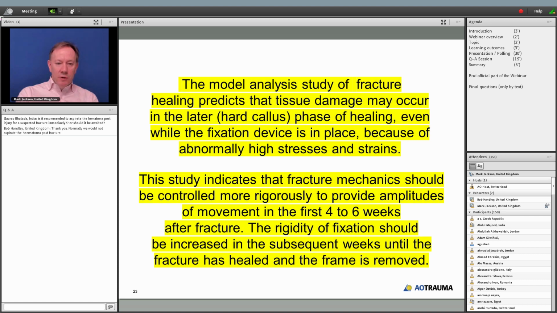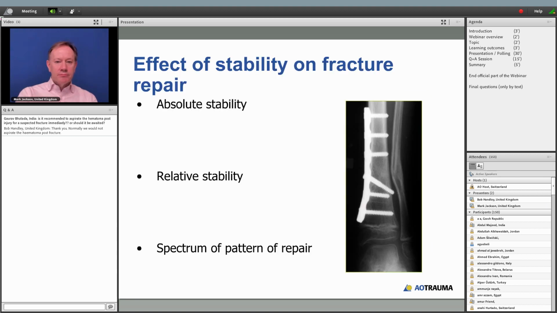And indeed, if you had a lack of stability, particularly during or after the initial phases, this amount of motion caused abnormally high stresses and strain and damaged the repair tissue in the fracture gap. So the take-home message really is that you need to control the fracture mechanics throughout the healing process and change the stresses and strains during that process to get assured union until you can remove the external fixator.